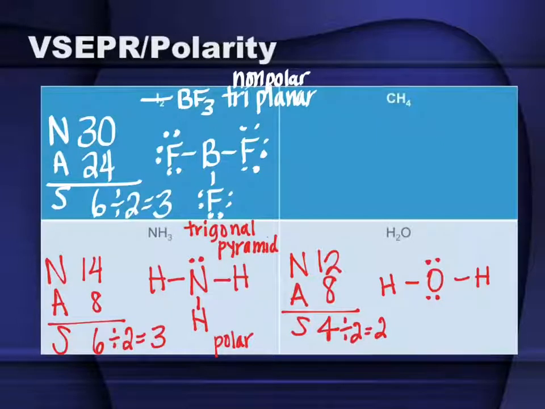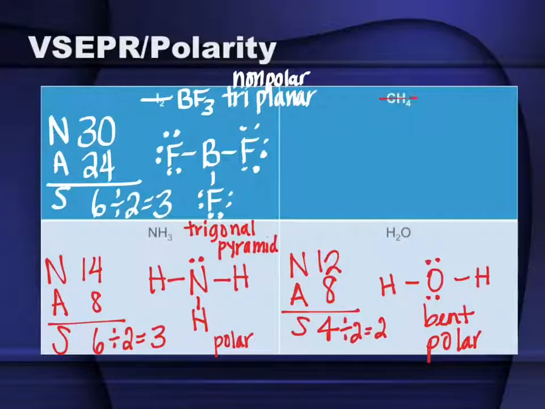So what is the shape? You want to say it's linear, but it is bent. And the polarity? Polar. That is something you just have to memorize about water. It's bent and it's polar. Especially when you go to AP Bio, it'll help you out. It's polar because it has the lone pairs.